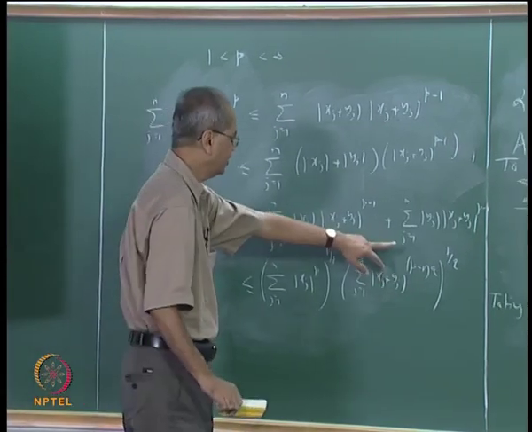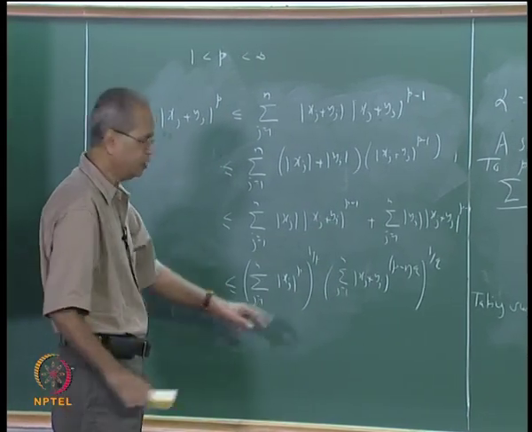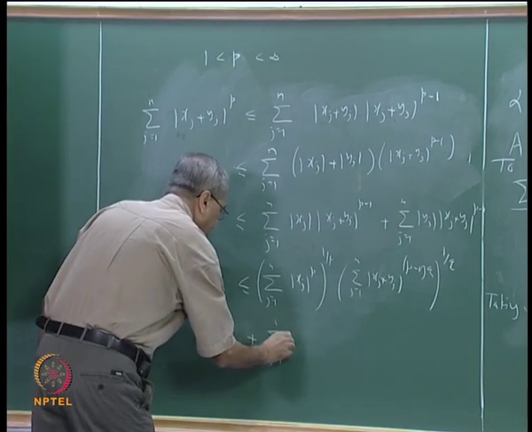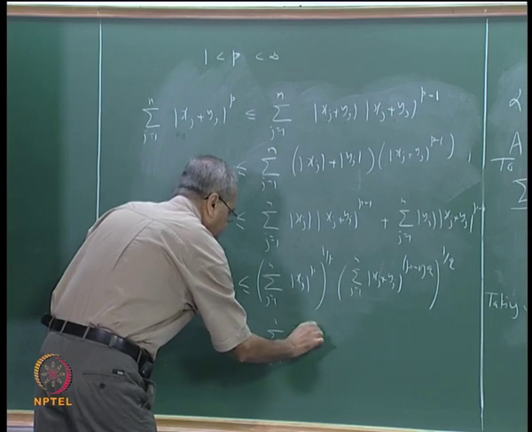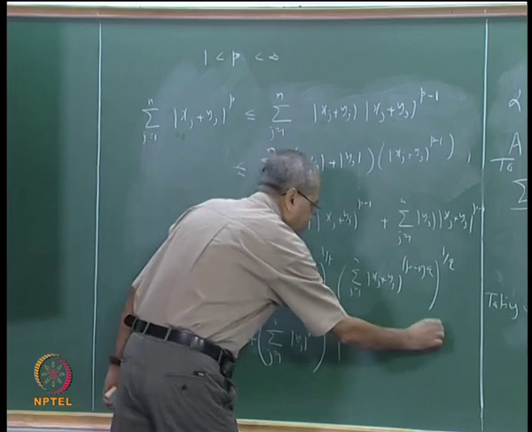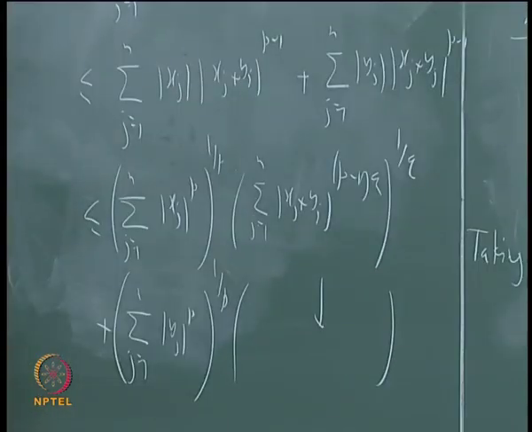For the second sum, instead of mod xj to the power p, it will be sigma j going from 1 to n mod yj to the power p, then the whole thing to the power 1 by p, and the second term will be the same: mod xj plus yj to the power p minus 1 into q, and then the whole to the power 1 by q.